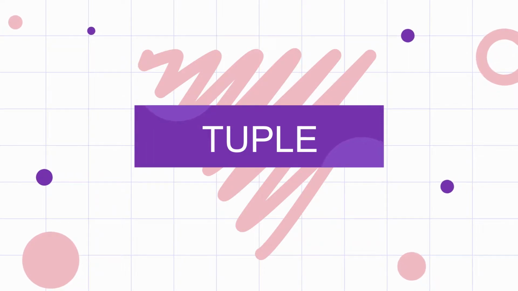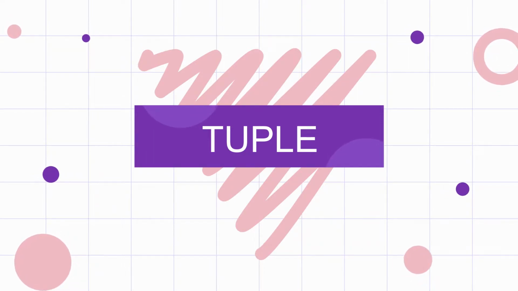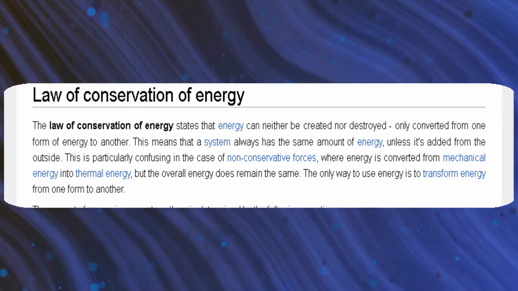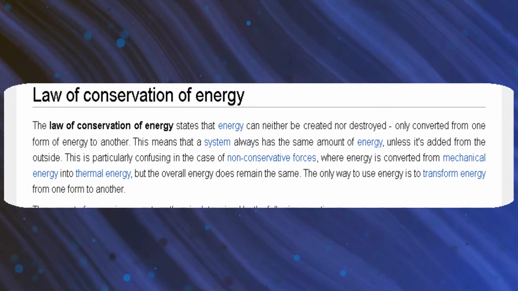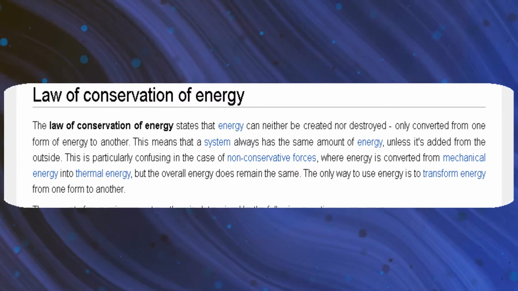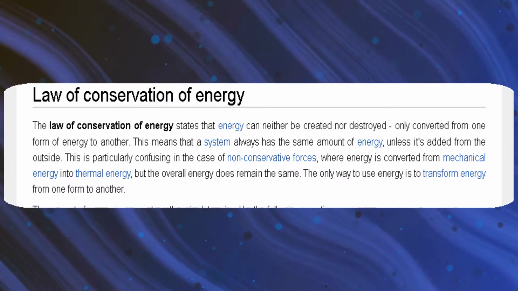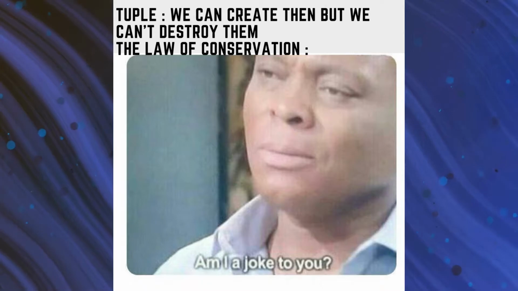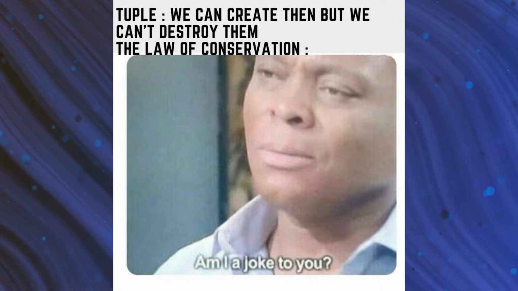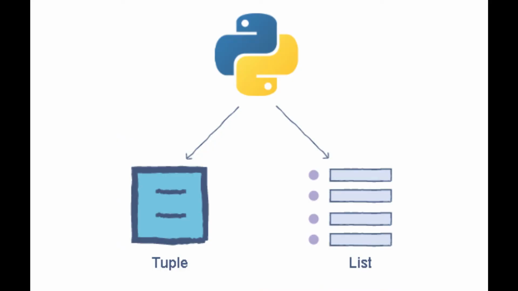This is one of the data structures in Python that breaks the law of nature, that is, the law of conservation. Because in a tuple, what happens is that we can create them but we can't destroy them. The law of conservation to tuple: like, am I a joke to you? Tuples are like a list, but unlike a list, we cannot modify them.